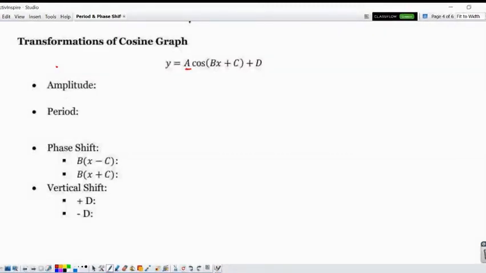So everything works the same with a cosine graph. We have two possible vertical changes. Our amplitude would be the absolute value of that a value in front, plus d. The midline moves up d or down.